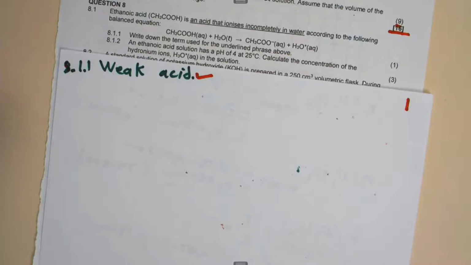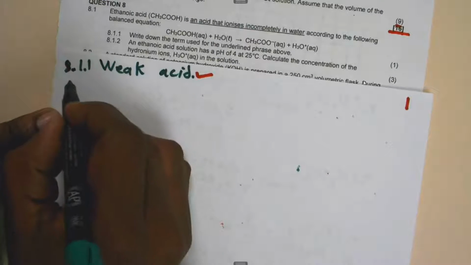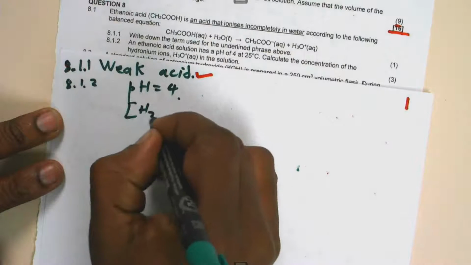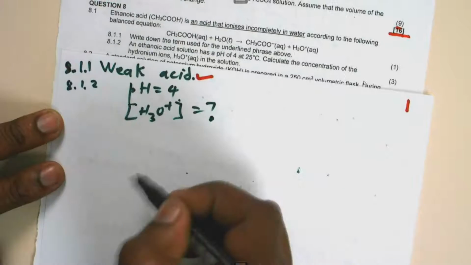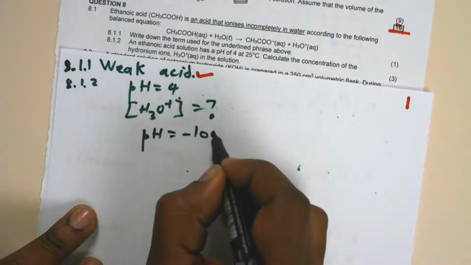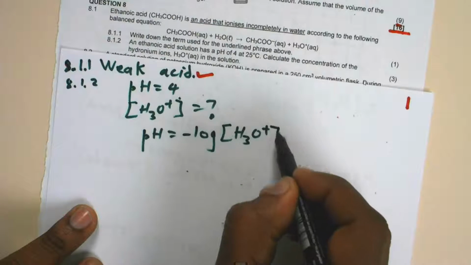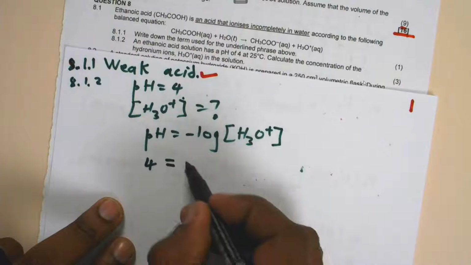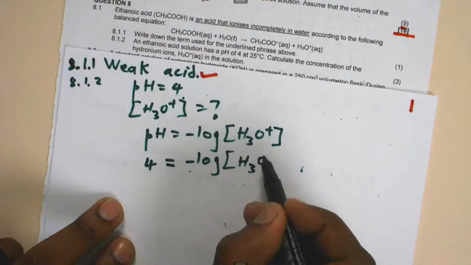Then an ethanoic acid solution has a pH of 4 at 25 degrees. Calculate the concentration of hydronium ions, H3O+, in the solution. So we are given the pH, pH is equal to 4. The question wants us to calculate H3O+. So from the information that is given, pH is equal to minus the log of the concentration of H3O+. Then I have my pH, which is equal to 4, equals minus the log of the concentration of H3O+.